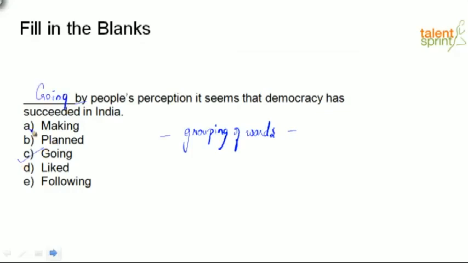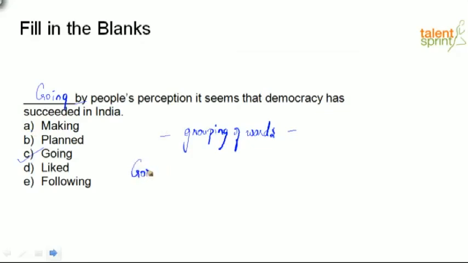Going by people's perception. So when you say going by whatever, you're basing either an opinion or a decision or a judgment on something. Let's look at a couple of example sentences to understand this better. The usage of this phrase, going by.